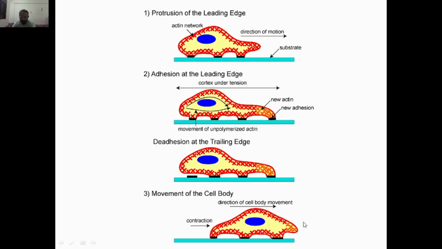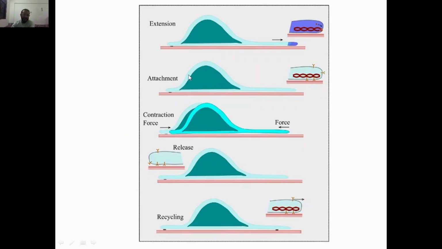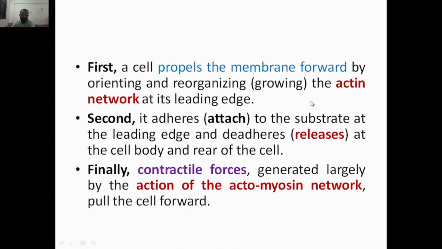So that's how this will go. From here, protrusion of the leading edge, which is elongation of the leading edge, then adhesion here, then the release. This adhesion and release is happening in the second step, and movement of the cell body. So now what you understood? Whatever these things he explained in 5 steps is also seen in the process of cell movement.